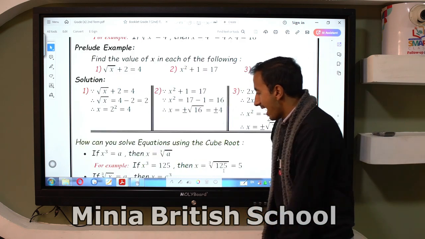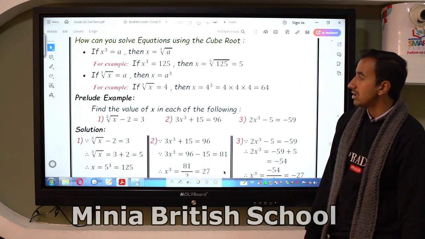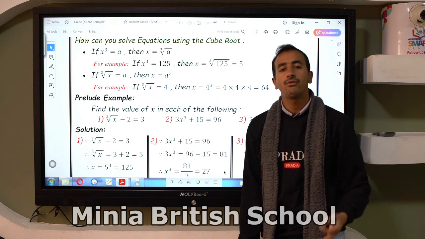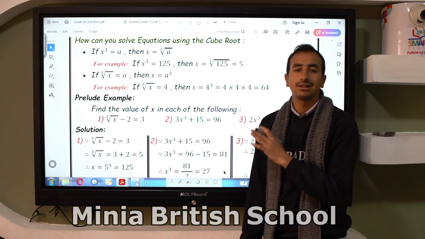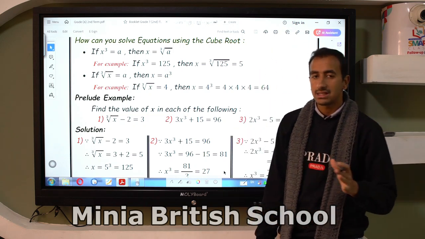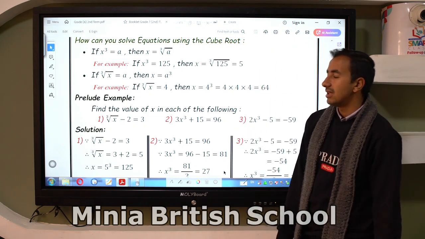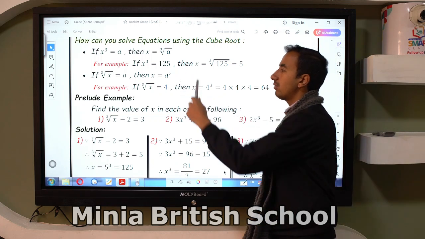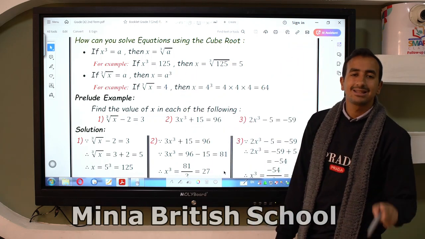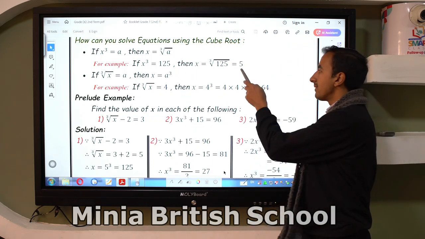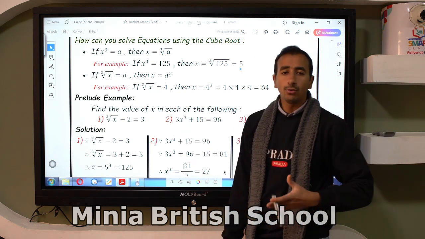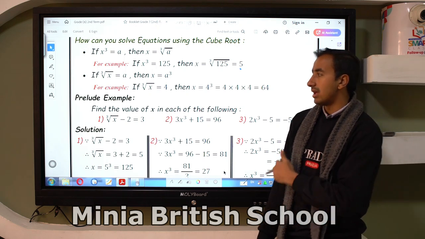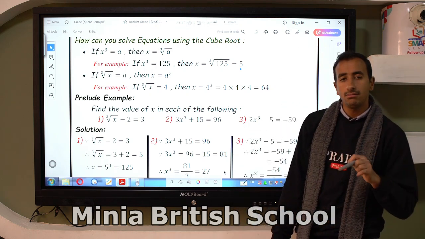Now, how can you solve an equation by using a cube root? If we have x power 3 equals a, then you can find x as the cube root of a. x equals the cube root of a. As an example, x power 3 equals 125. Find x. x equals the cube root of 125, which is 5. Yes.